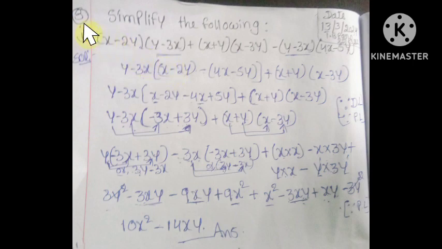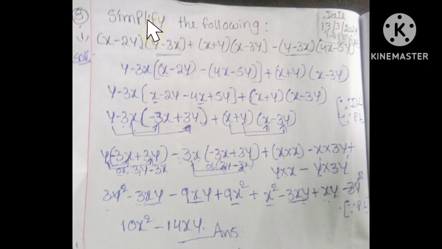Third bit only. In this bit, four problems are given. So all problems, one by one, today we will learn. First one: Simplify the following. x minus 2y into y minus 3x plus x plus y into x minus 3y minus y minus 3x into 4x minus 4y. This is the problem; simplify it.